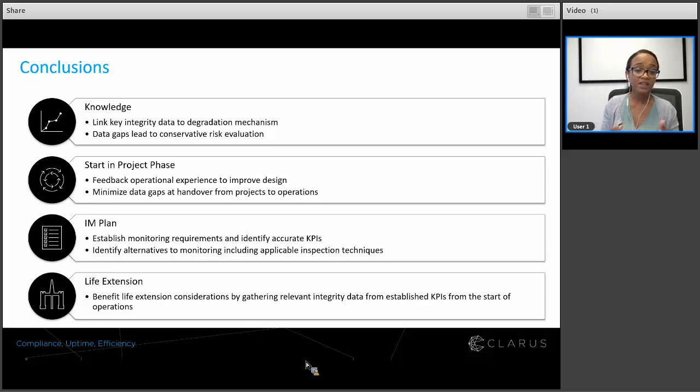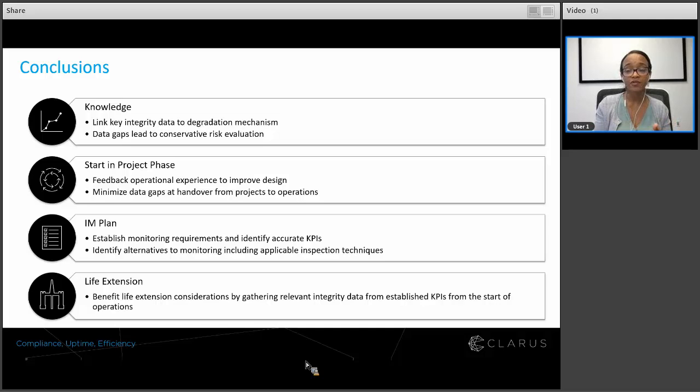And finally, life extension. As we mentioned before, as we're documenting this history of the asset and how the integrity data affects the degradation mechanism, we are already building our case for life extension. We have a good foundation, and then it's more effective in optimizing the IM plan and what the recommended activities are for life extension.